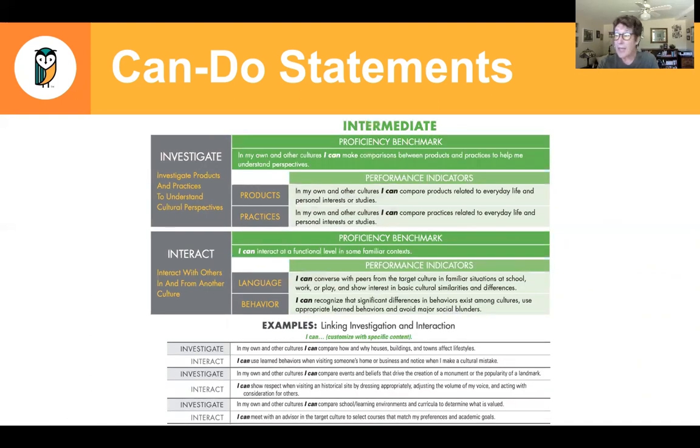And at the intermediate level, notice the function changes from I can identify to I can compare. So for example, I can compare products related to everyday life and personal interests or my studies. I can compare. And in interacting, we move to I can converse.